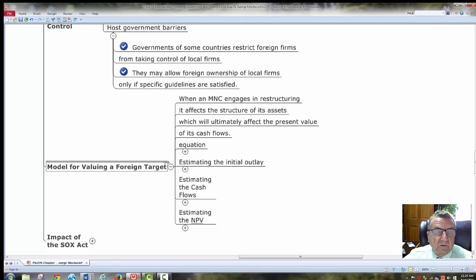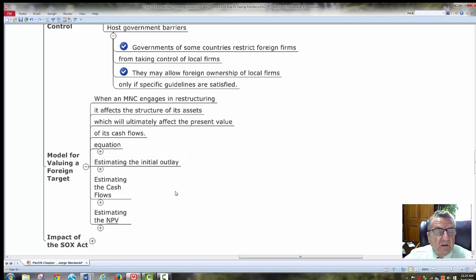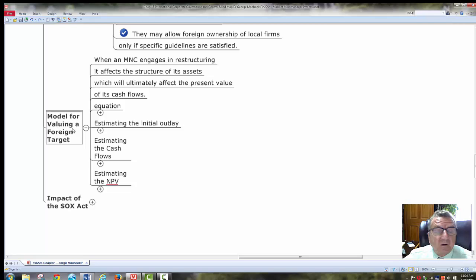Let me just shorten this up here so we can see everything. So in a model for valuing the foreign target, what's the model? How am I going to value it? How do I put a value on it before I purchase it, or what is the value now, so I know is it adding value to the parent? Anytime I'm bringing something in to my operation, it should be adding value.